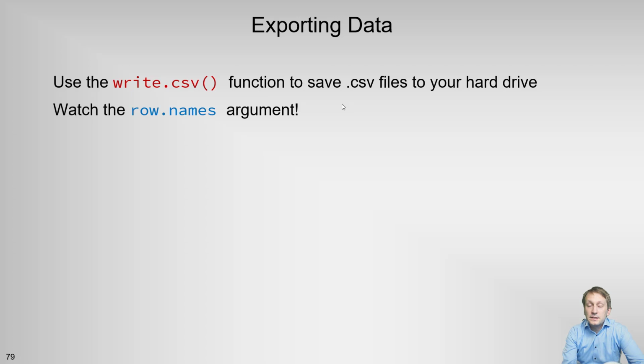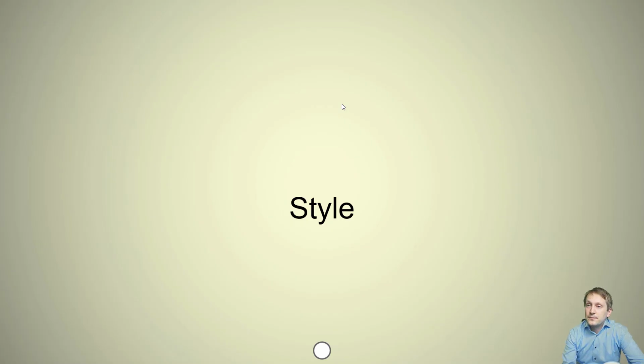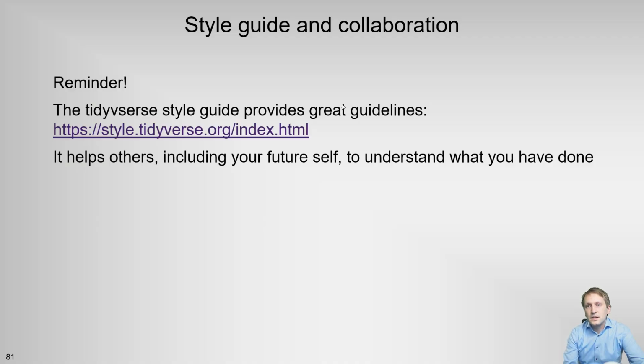Then for exporting data, you would use a write.csv function to save it into a CSV file, and there's a row names argument that you can work with, so whether you want to actually write the row names into the CSV file or not. Okay, let's talk a little bit about style, because I already said that the Tidyverse developers had some style guides.